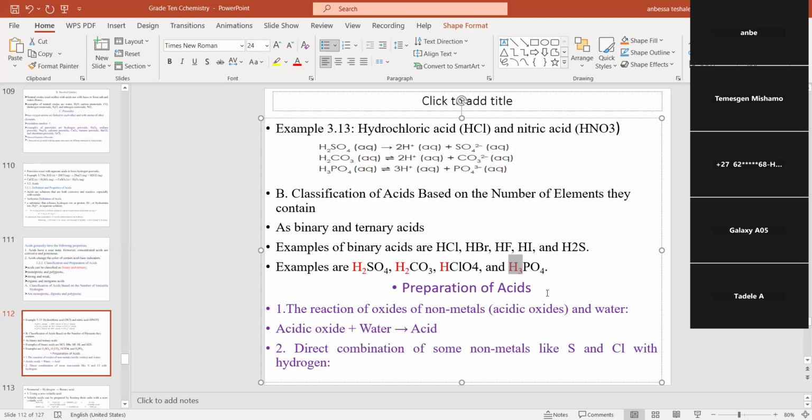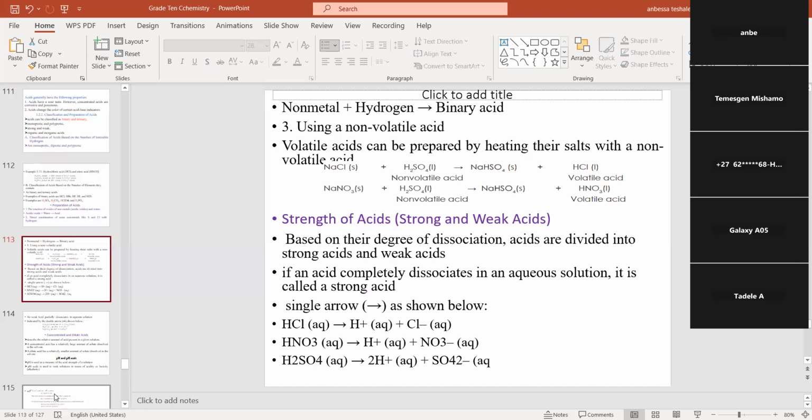The first and most common way of preparing acid is acidic oxide dissolved in water gives what? Acid. Acidic oxide plus water gives what? Acid. And the second preparation method is direct combination of a non-metal like sulfur and chlorine with hydrogen. This is the second preparation method. Non-metal plus hydrogen gives a binary acid.